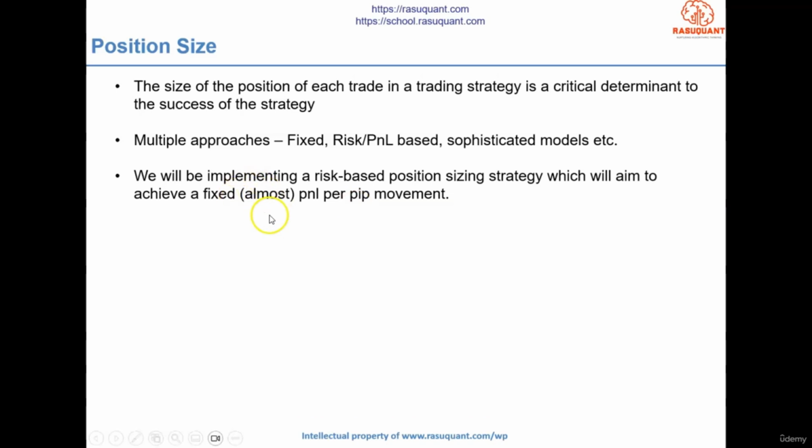And I'm saying almost because once you start implementing, you will see that you can never actually fix the per pip P&L for a given trade, because the markets are moving, and as the underlying current price changes, the calculations and the dynamics for per pip P&L at different price points would be different. So it is going to be a bit challenging, but I think we should be able to do a reasonably good job of almost fixing the per pip P&L movement.